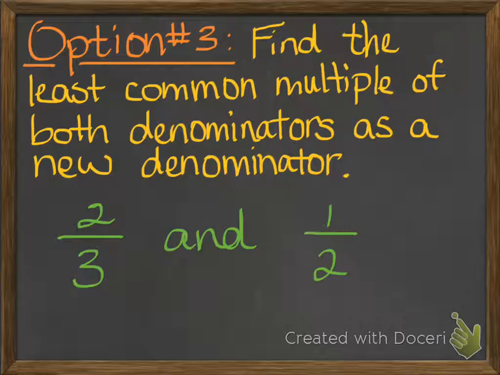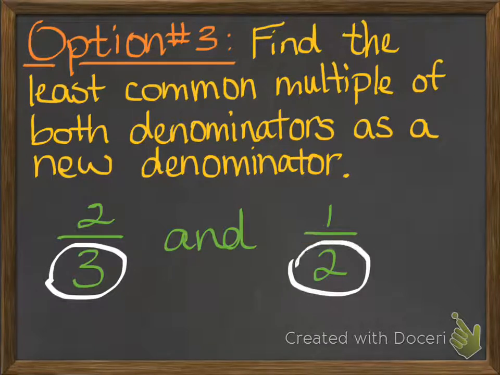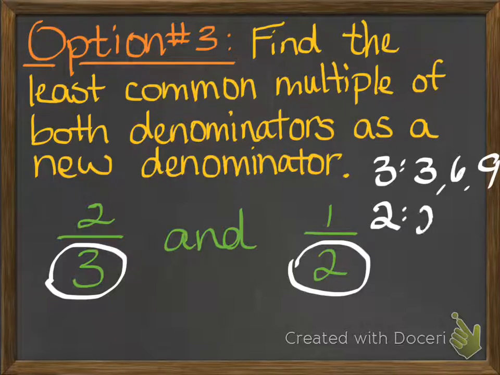So let's start by looking at our denominators here. We have 3 and 2. So the multiples of 3, let's just do a few, are 3, 6, 9. Multiples of 2 are 2, 4, 6. Oh, there's a common multiple. It's the least common multiple, sorry, excuse me, is 6. So 6 is the least common multiple.